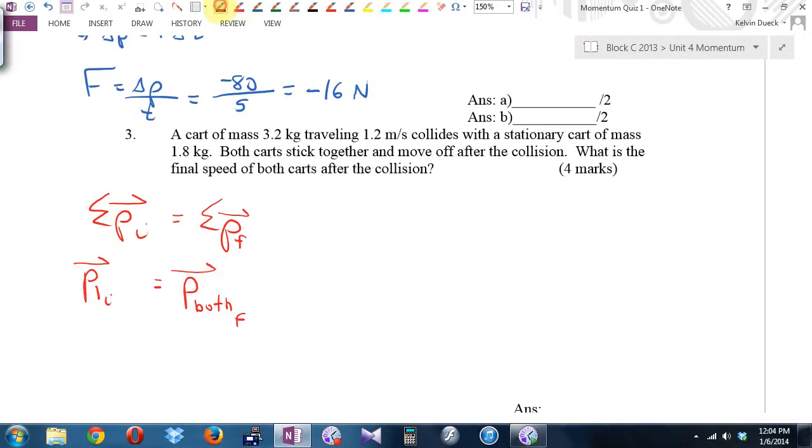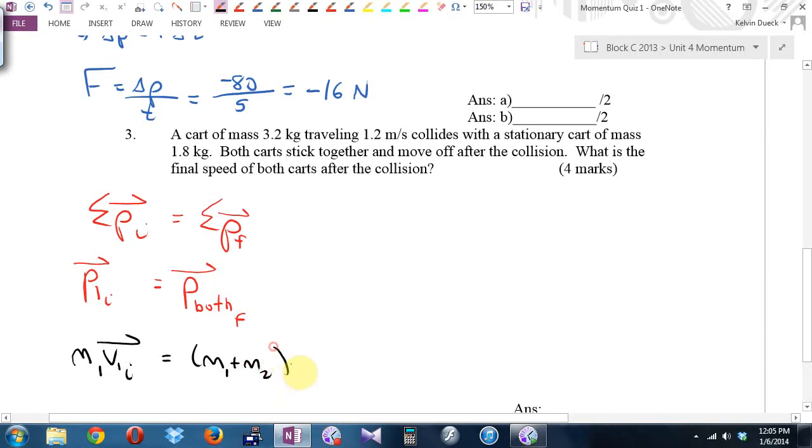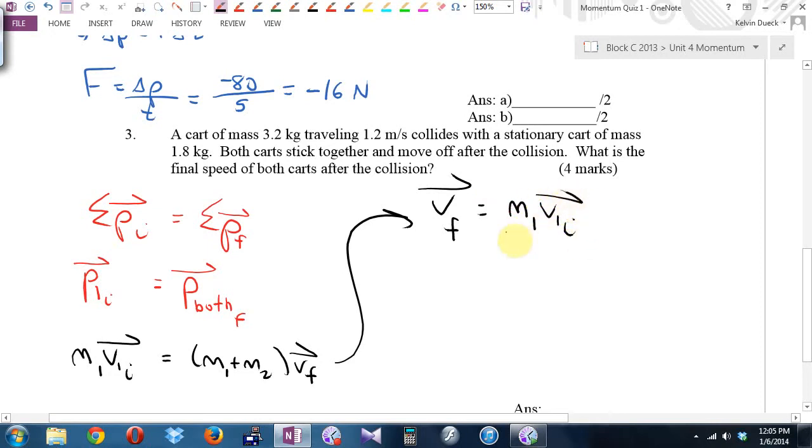It's going to be M1 V1 initial equals M1 plus M2 V final. I guess V final is going to be M1 V1 initial divided by M1 plus M2. Again, if this was at angles, I couldn't do any of these steps. That would be garbage, and I'd have to give you 0 for the rest of your work. I'd probably give you 2 out of 7.